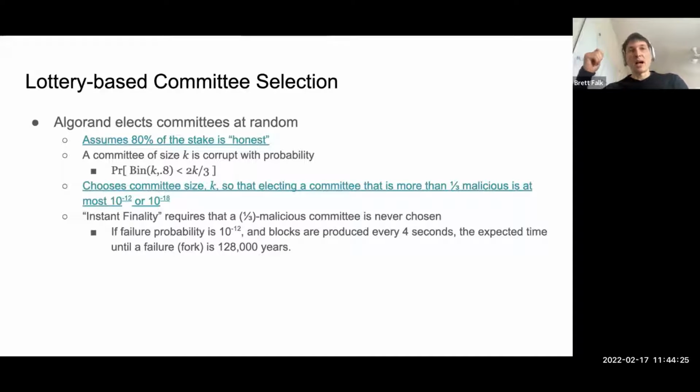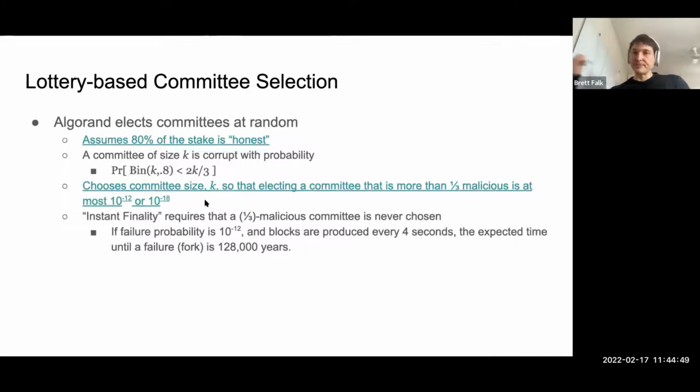And so they can do an analysis. It's very straightforward, right? To say, well, the probability of a random committee of size K being elected and having more than 1/3 dishonest or less than 2/3 honest is the probability of a binomial distribution with K samples with probability 0.8 being less than 2K/3. And you can calculate this exactly.